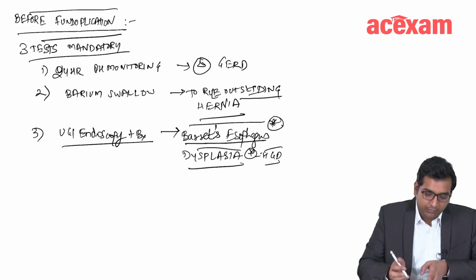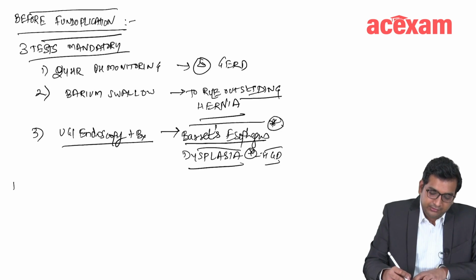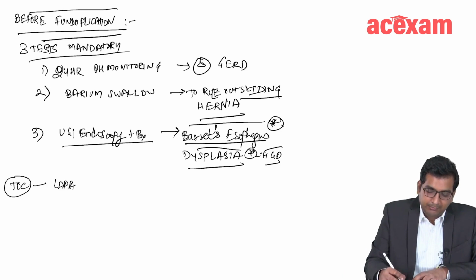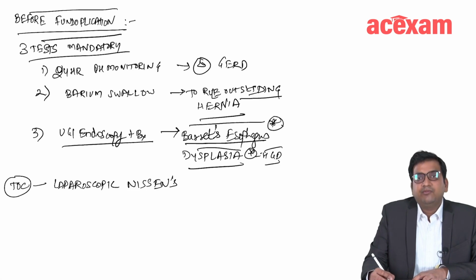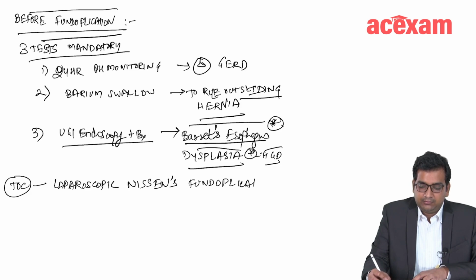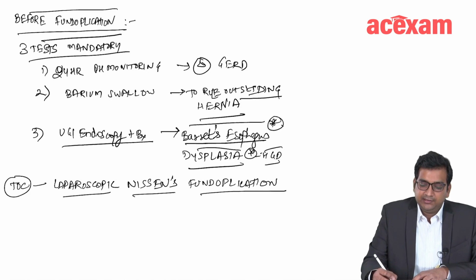Okay. Now, what is the treatment of choice? Treatment of choice or the gold standard treatment is laparoscopic Nissen's fundoplication. Okay. Laparoscopic Nissen's fundoplication. This Nissen's fundoplication is 360-degree fundoplication.